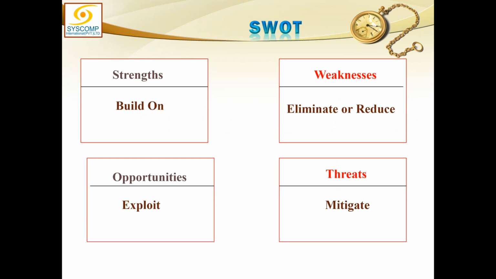The boxes are made, and then the items are identified for strengths, weaknesses, opportunities, and threats, and written in point form under each heading. Then once we have them, we analyze. We can build on certain strengths to mitigate certain threats. We can eliminate certain weaknesses to exploit certain opportunities. So we can correlate strengths with weaknesses, opportunities with threats, strengths with opportunities, weaknesses with threats, strengths with threats, weaknesses with opportunities, and therefore, out of this huge analysis, we can come up with a number of risks.